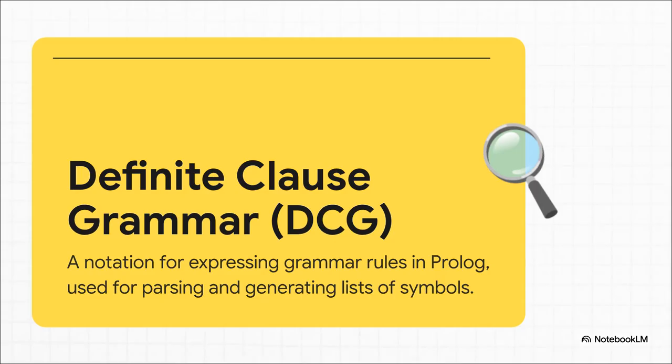So what exactly is a DCG? Officially, it's just a special way to write down grammar rules. The really cool insight here is that it treats everything as a list. It can take a list of words and check if it's a valid sentence. That's called parsing. Or it can work backward and actually create a valid sentence for you from the rules. It's a two-way street, which is just incredibly powerful.